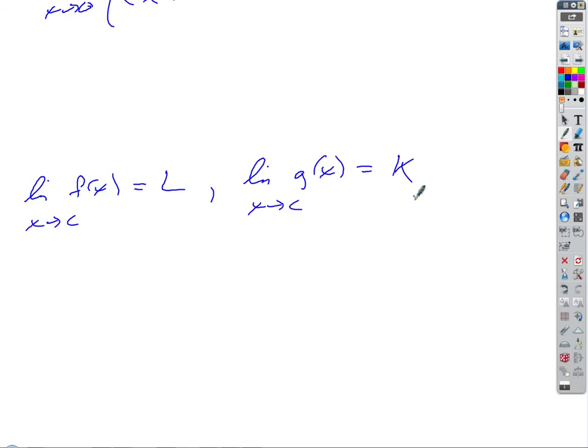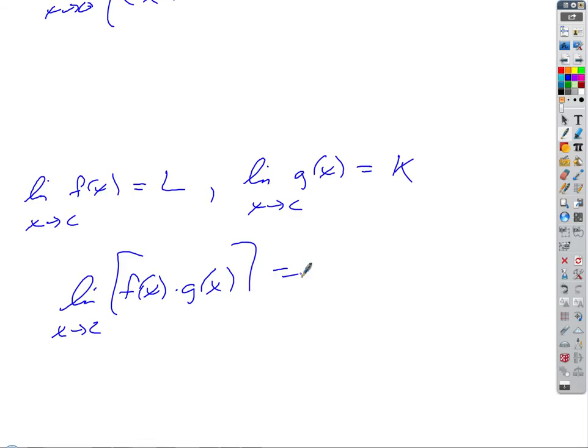Then what is the limit of f of x times g of x as x approaches c? In other words, I split this into a product of separate limits. We don't have to show that work; it's probably not necessary. But technically, we wrote this as the limit of f of x as x approaches c times the limit of g of x as x approaches c. But I just know that I can evaluate the limit factor by factor. So it's just LK.